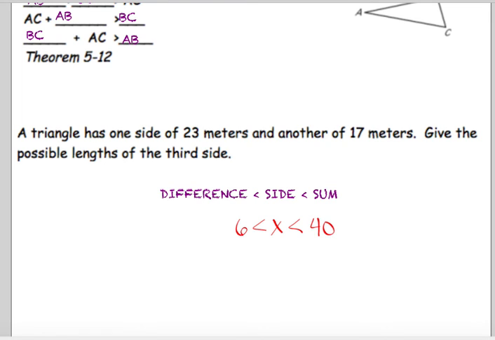And these were in meters. So let me add meters on the end there. So here would be all the possible lengths of the third side. You always want to write it as an inequality because it could be decimal values, not just whole number values. So it's somewhere between 6 and 40, more than 6 and less than 40.